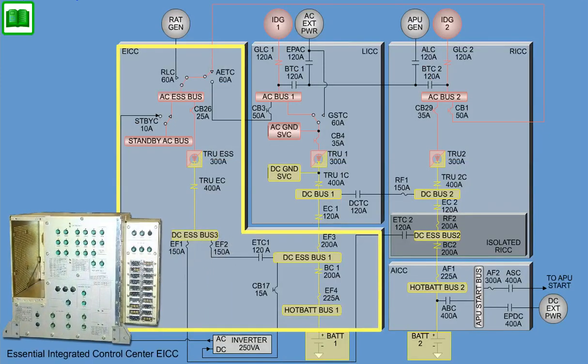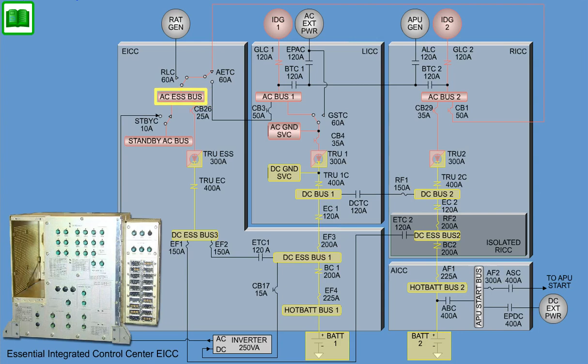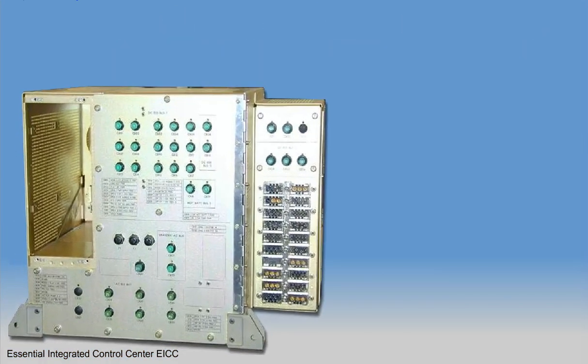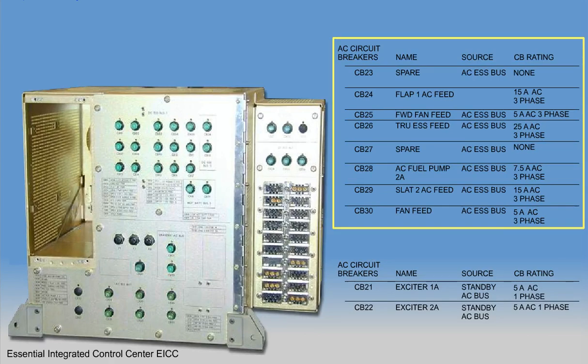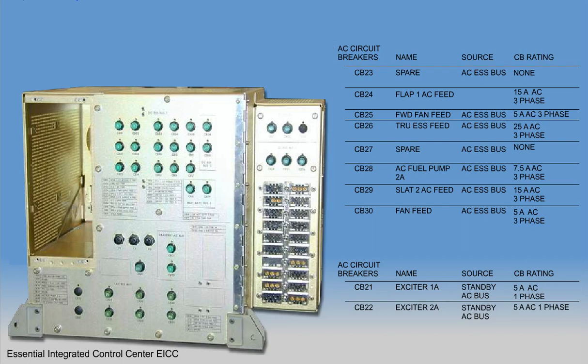The Emergency Integrated Control Center provides AC and DC power distribution and protection for the airplane essential, standby, and hot battery buses. This list shows all AC circuit breakers and their ratings, installed on the front panel of the EICC. The first list shows 7 CBs and 2 spares, associated with the AC Essential bus. The second list shows 2 CBs associated with the standby AC bus.